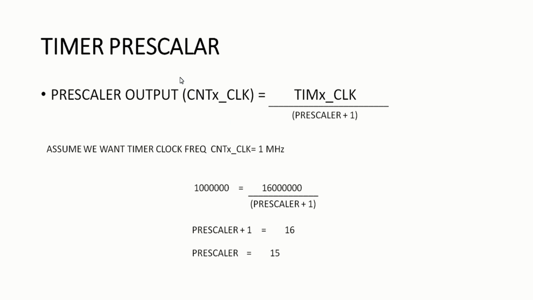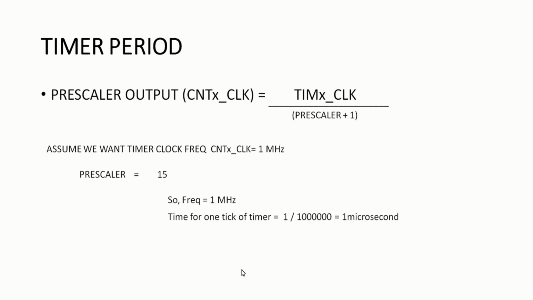So I am giving 10 to the power 6 here and the timer clock is 16 into 10 to the power 6, and the only unknown parameter in this formula is the prescaler. So we can find the prescaler to be 15. If I load the value of 15 in the prescaler, my timer 2 will be operating at a frequency of 1 megahertz. As the frequency is 1 megahertz, the time taken for one count of timer 2 is 1 by 1 megahertz, that is 1 microsecond.